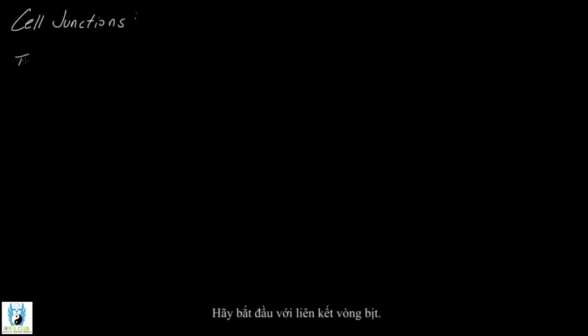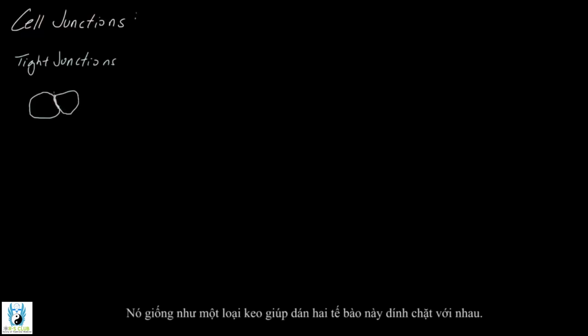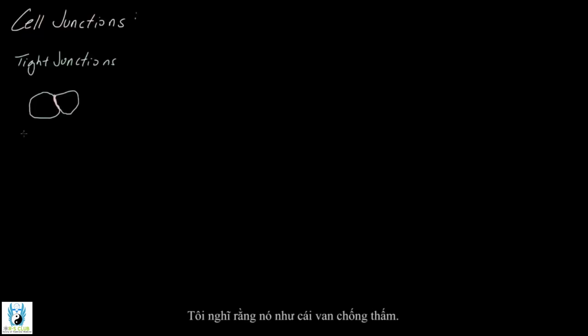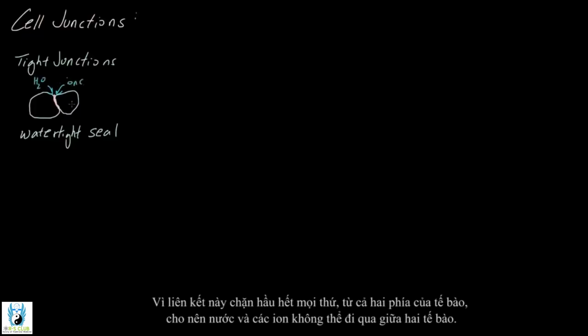So starting off with tight junctions. Let's say we have two cells like this. Tight junctions basically connect the two cells together, and it's kind of like a glue that connects them really tightly like that. I think of it like a watertight seal. It's a complete fluid barrier, which means that if there's water or ions or other molecules trying to get through between the two cells, they would not be able to. So it blocks out pretty much everything from both sides of the cell. So water and ions cannot go through that gap between the two cells.